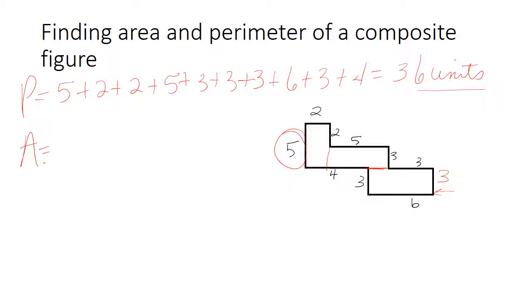So the first one I'm going to find is the area of what I'm going to call rectangle 1. So I'm going to do my height times my width. That would be 5 times 2. So the area of the first one is 10. On this one, I'm going to take this rectangle. So I'm going to do this 5 times that 3.